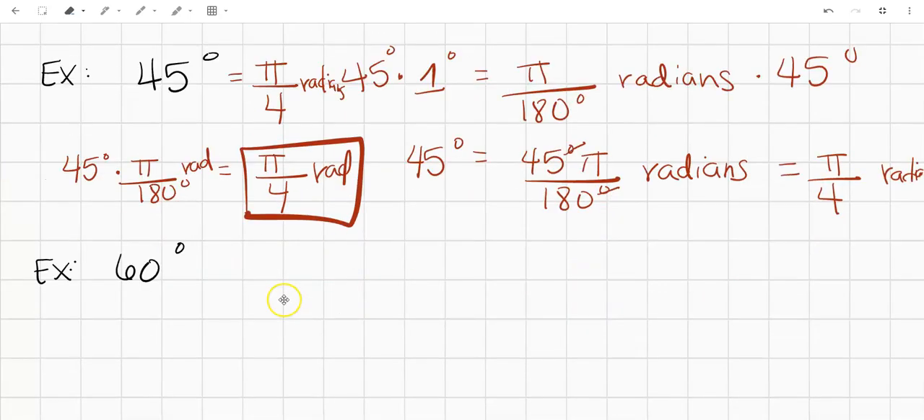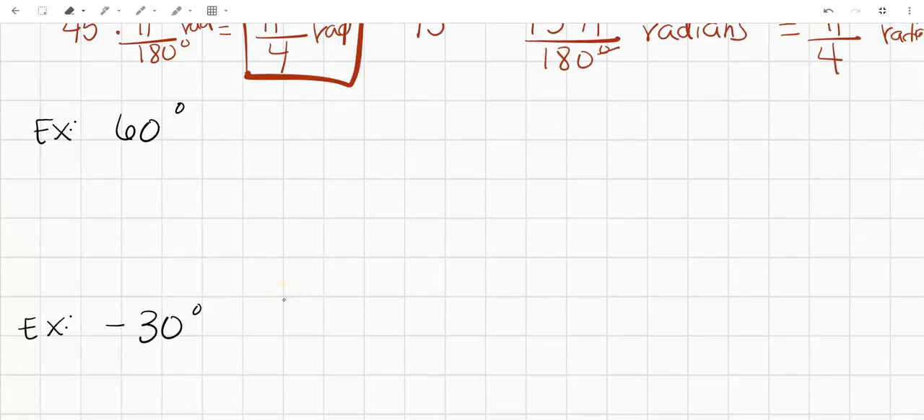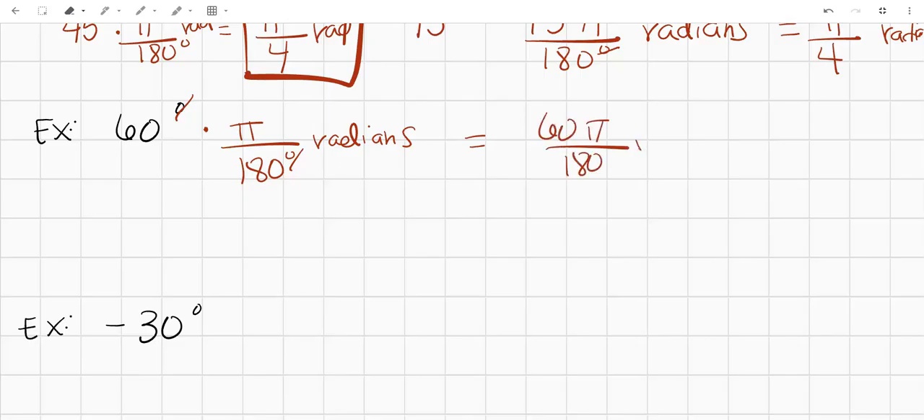Right, now let's do 60 degrees. So again, to convert my degrees to radians, just multiply by what 1 degree is in terms of radians. So that's pi over 180 degrees radians. Degrees cancel, and I'm left with 60 pi over 180 radians, which I can simplify to 6 pi over 18, which I can simplify to pi over 3 radians.